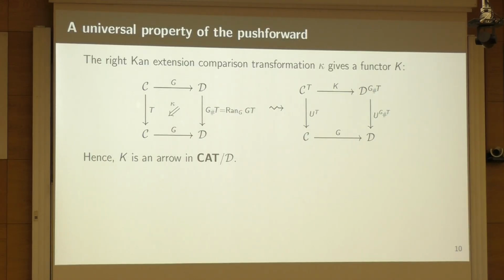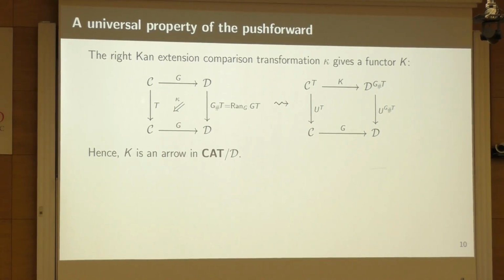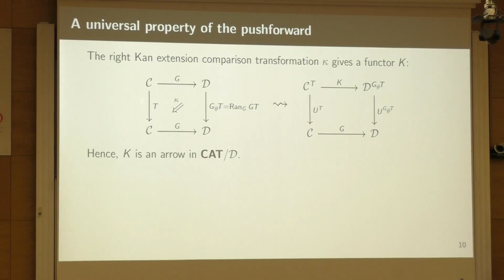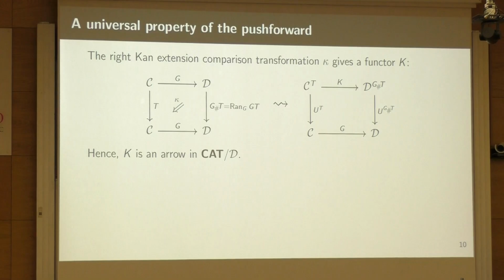Before I go into our new examples of pushforward monads, let me tell you about the universal property that they satisfy. So quickly, using the comparison natural transformation of the right extension, I can cook up a functor, k up here, that's going to make this diagram commute, and so every algebra for the original monad is going to be canonically an algebra for the pushforward monad along G. Hence I can see this functor k as a morphism of categories over D.